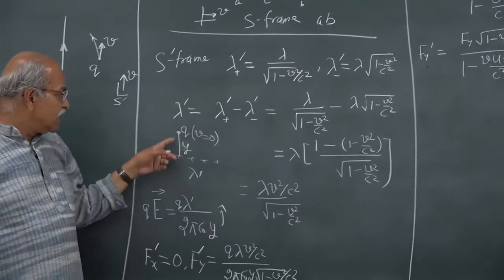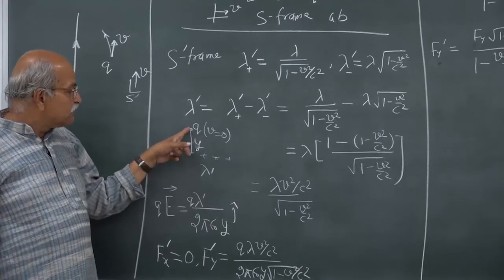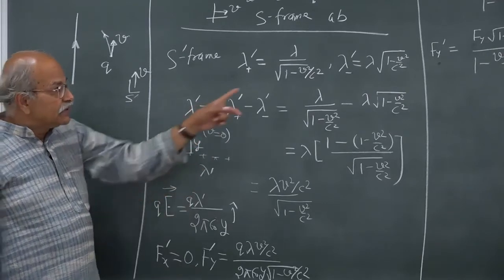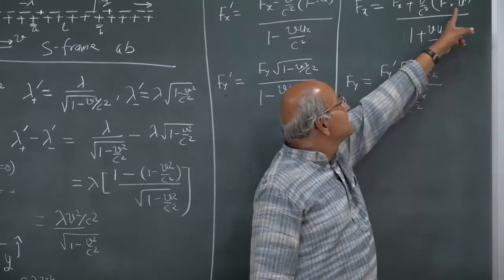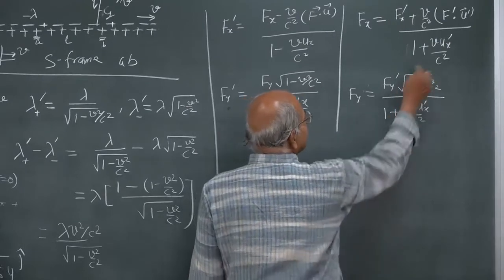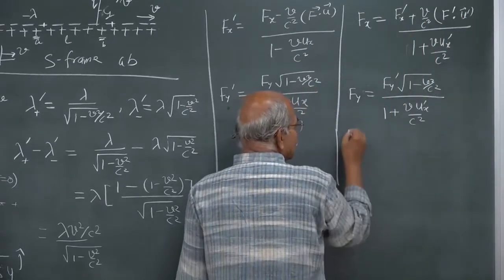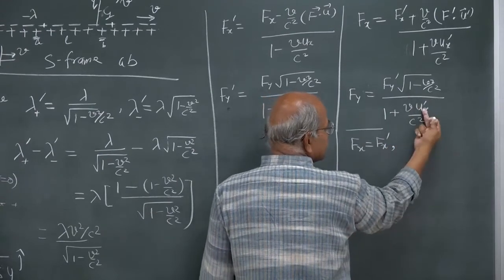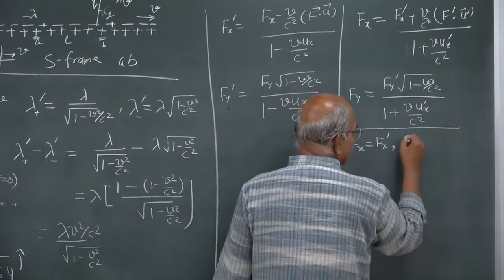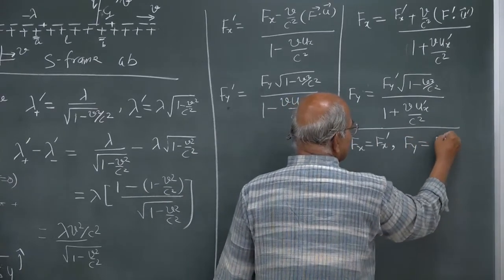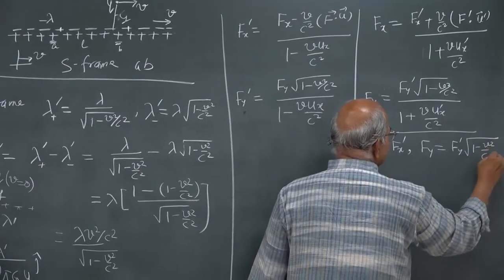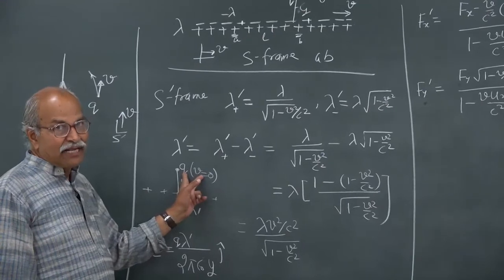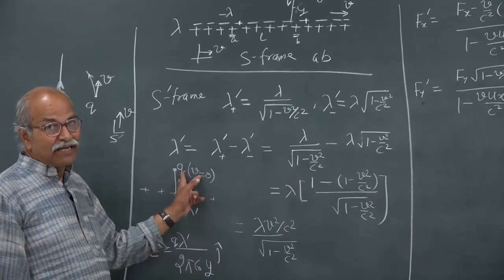Now, in our case, we have this particle q and the velocity of this particle is 0 in S prime frame. So, u prime, this ux prime, is 0, and hence what we have is this is 0, this is 0. So, fx is equal to fx prime, and this is 0, this is 0. So, you have fy is equal to fy prime multiplied by square root 1 minus v square by c square. So, this is the transformation equation in our case, where the velocity of the particle is 0 in S prime frame.